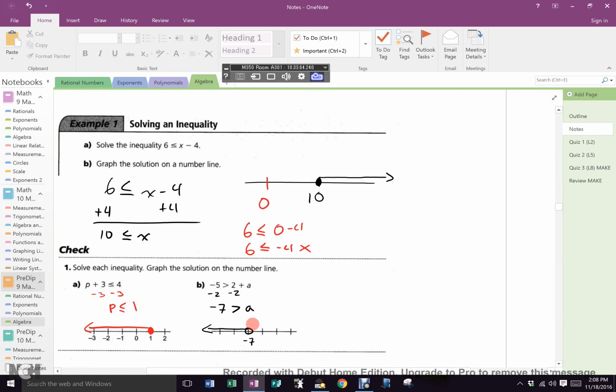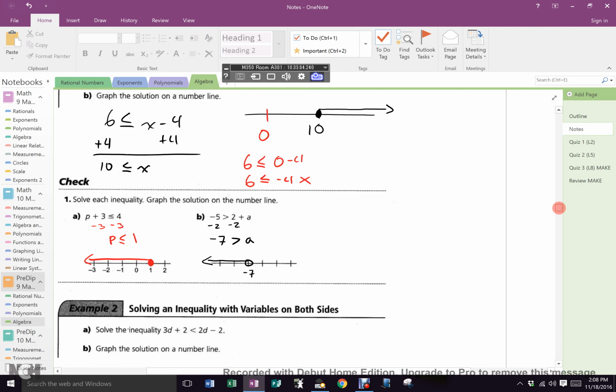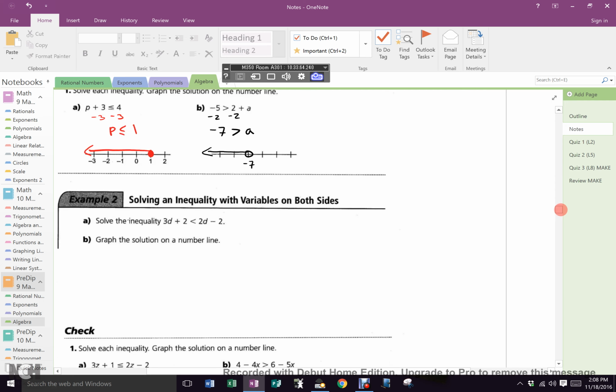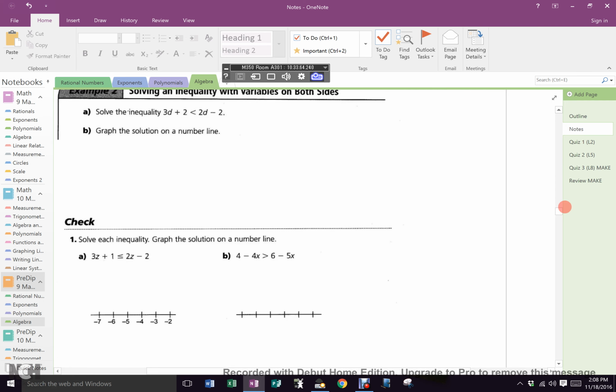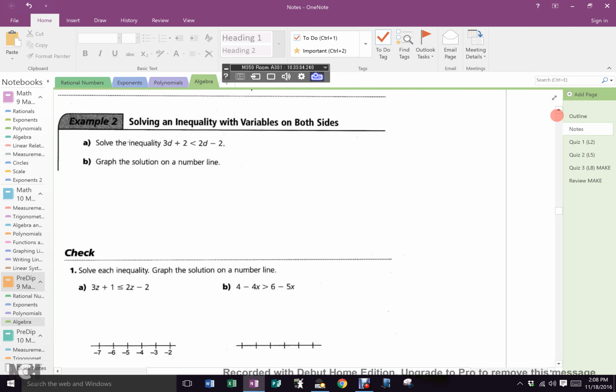Yeah, -7.001 is accepted. But -6.99 isn't. Good? Excellent. Now, what is going to happen? Oh my good gravy. A variable on both sides. Of course you just collect like terms, because math is math.